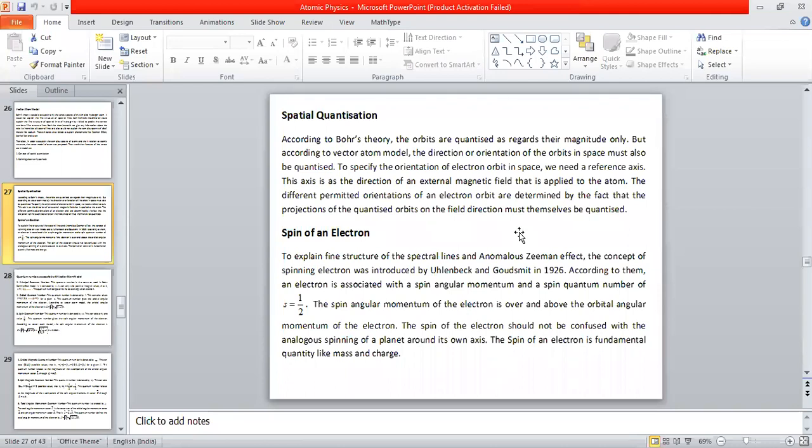Angular momentum is a vector quantity, and if you say it is a vector quantity, then it has two things: one is magnitude, and the other is direction. Bohr's theory says angular momentum L is equal to nh by 2 pi. That is what you call quantization of angular momentum, and that quantization only talks about the magnitude of angular momentum.